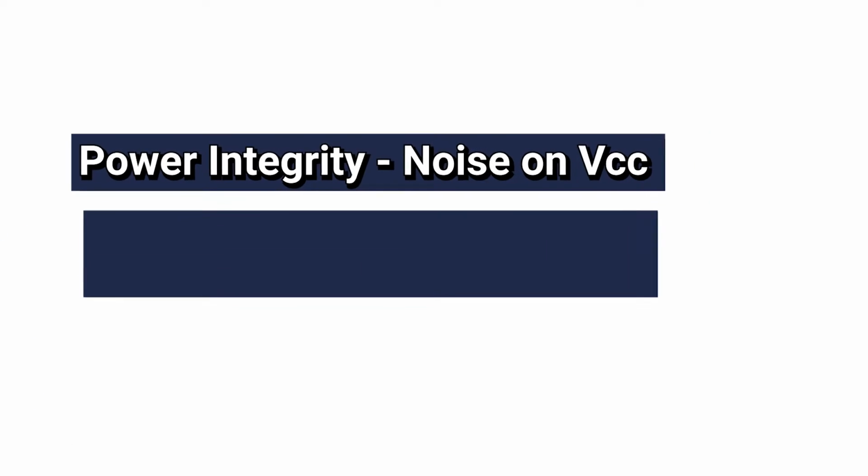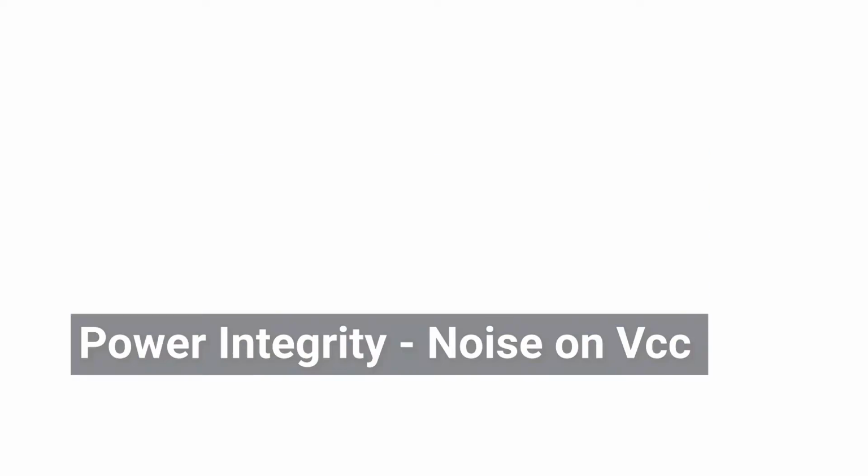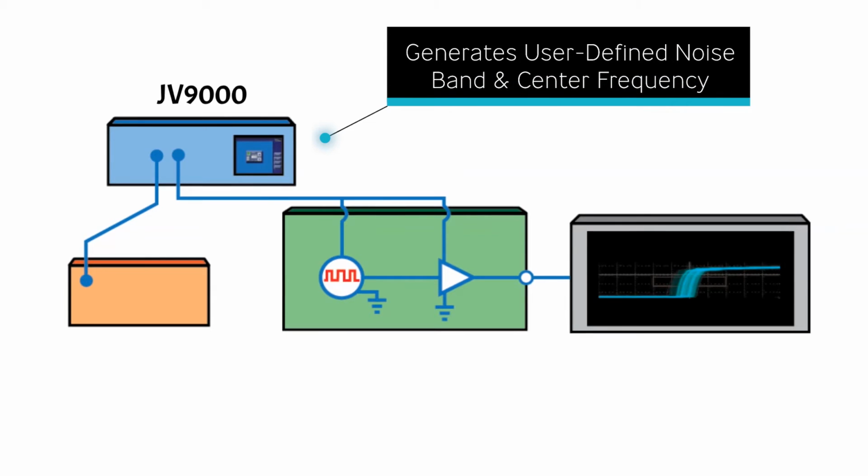Lower supply voltage level requirements are greatly impacted by external and internal interference, or system noise, increasing the importance of testing noise on voltage rails, or VCC. The Noisecom JV9000 can stress chipsets by generating a user-defined noise band and center frequency, which is added to the clean DC power supply received as input.